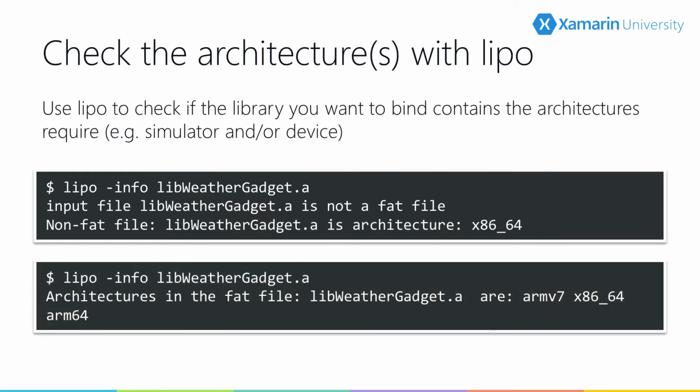It does include x86-64, but that's the only listed architecture type. In our second example, you will see that this file is a fat file. In here we have three architectures listed: ARMv7, x86-64, as well as ARM64. Definitely a fat file to use for both simulator and device targeting applications.